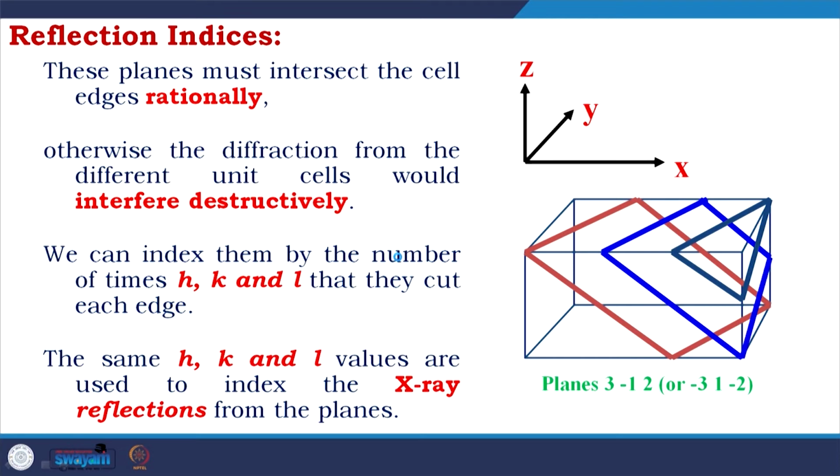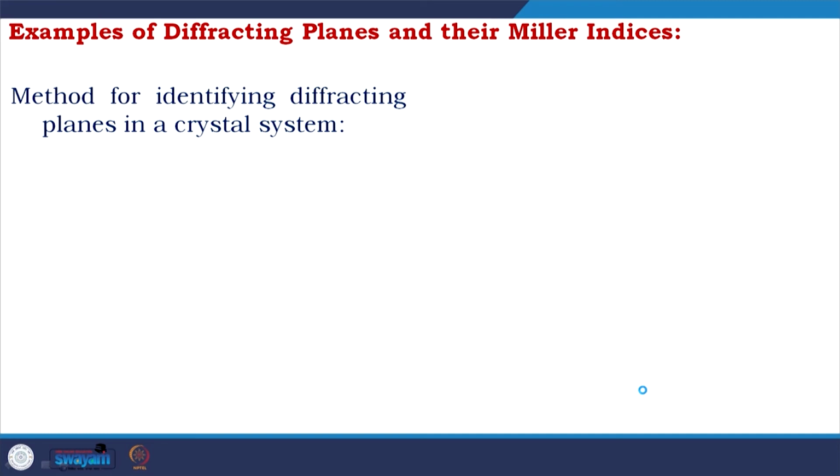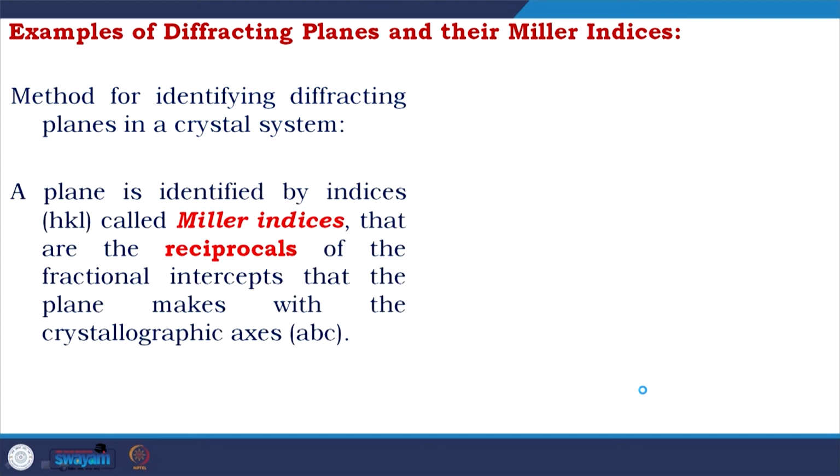So, if you see here it is 3, minus 1 and 2, or with the inverse operation minus 3, 1 and minus 2. These are examples of diffracting planes and their Miller indices. It is a method of identifying diffracting planes in the crystal system. A plane is identified by indices HKL, called Miller indices, that are the reciprocals of the fractional intercepts that the plane makes with the crystallographic axes or the real axes. So, they are inversely proportional.